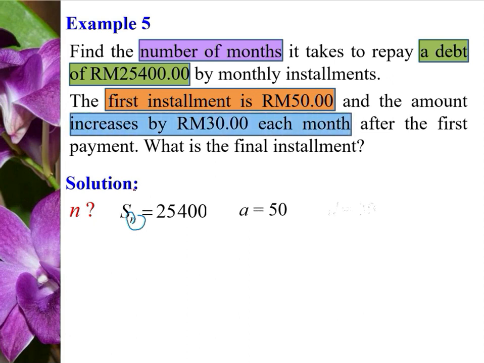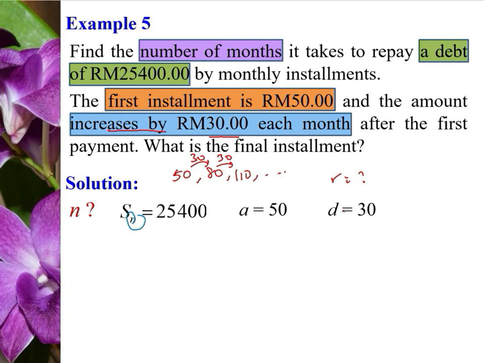Why do I know that this is d, common difference, and not common ratio as r? List down the sequence. The first month is 50 ringgit and the next month increases by 30, that means 50 plus 30 is 80, and the next month after that increases by another 30, so it's 110, and so on. The difference is just 30 ringgit. So the difference is constant. That is why we know this is the common difference and it's not common ratio.